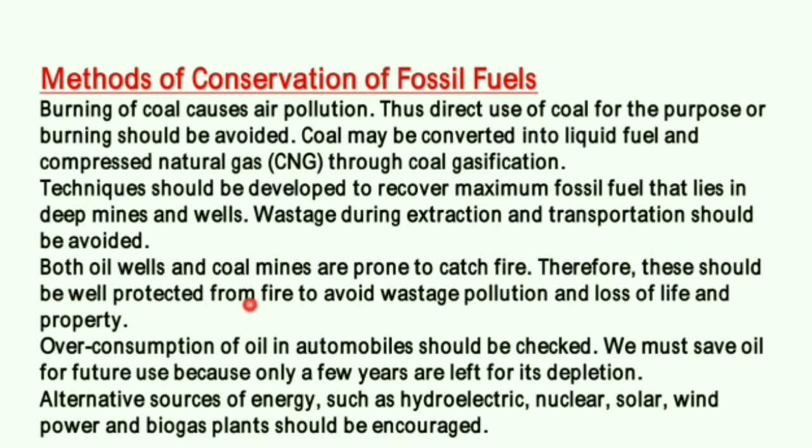Both oil wells and coal mines are prone to catch fire. Therefore, these should be well protected from fire to avoid wastage, pollution, and loss of life and property. Overconsumption of oil in automobiles should be checked. We must save oil for the future because only a few years are left for its depletion. Alternative sources of energy such as hydroelectric, nuclear, solar, wind power, and biogas plants should be encouraged.